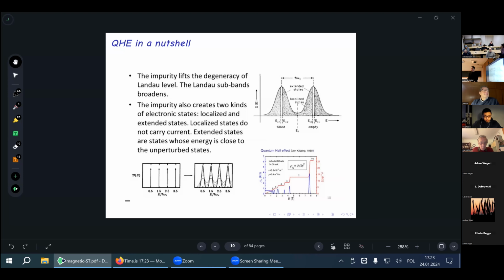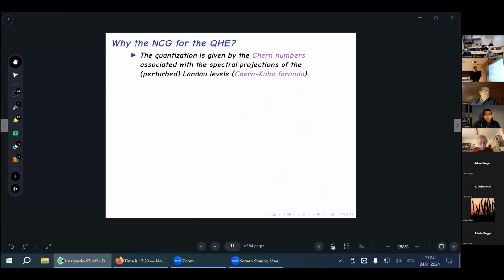This is the explanation of the picture that I showed you before, in which I have the quantization of the resistivity, or of the conductivity, which is equivalent because one is the inverse of the other. And the plateau at the same time needs us to consider systems which are both magnetic and disordered. Then we know, essentially after the work by Thouless and coworkers, that the quantization can be explained in terms of a Chern number associated with a certain spectral projection of the Landau level.